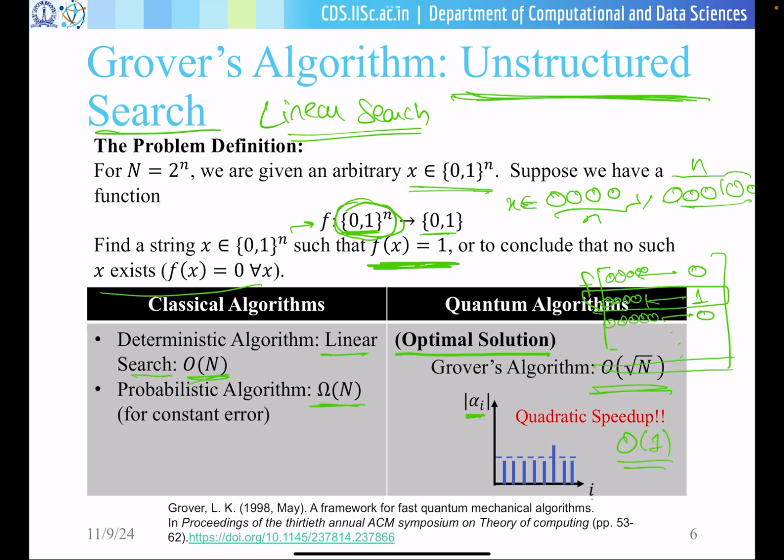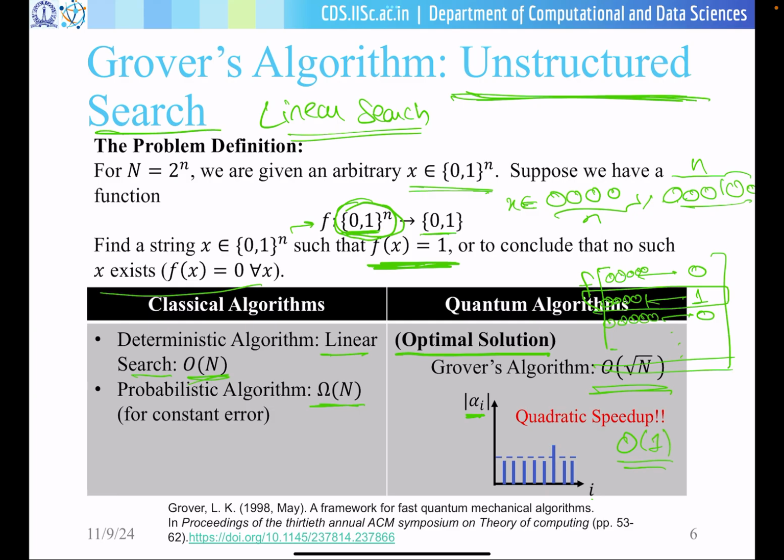If the marked state amplitude increases, then the amplitudes of the other states must decrease, and that's what you are seeing over here. And performing this again and again, we get the amplitude of the marked state to be very high. And upon doing a measurement operation, because the amplitude of the marked state is high, the modulus squared of the marked state will be high, so there's a higher probability of getting the marked state, and this is how we can search for that marked state.